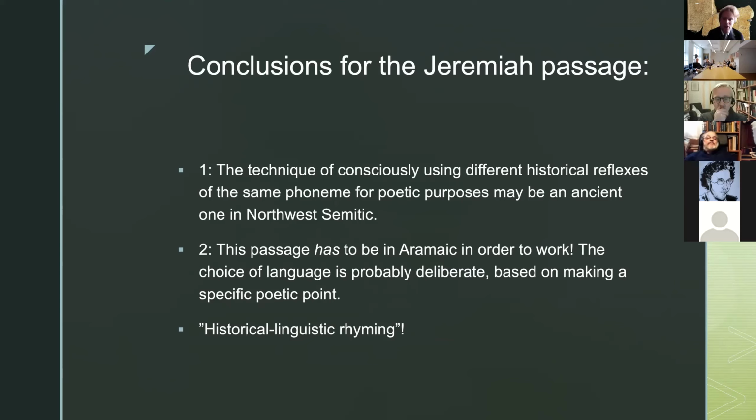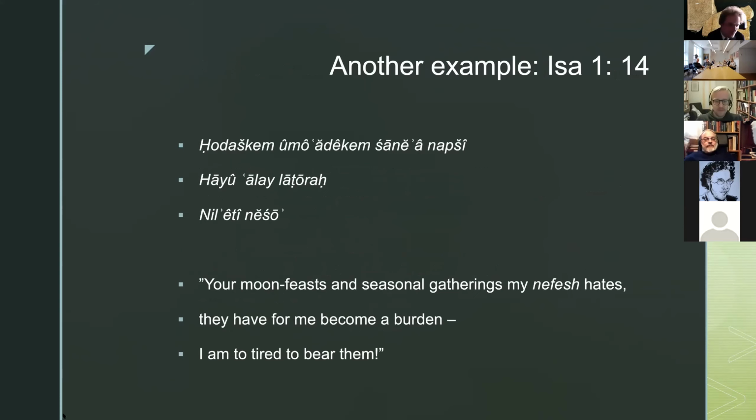So one, the technique seems to have been very conscious, knowing the historical reflexes. Two, the passage has to be in Aramaic. It's not just an Aramaic gloss or something, as is sometimes argued, but it has to be in Aramaic for the poetry to work. And it uses historical linguistics as a sort of rhyming tool. This is something you could never get across in translation, I can tell you.